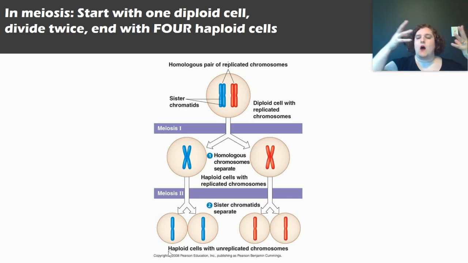Now, we could get into all sorts of diagrams of how this happens and what each of the steps looks like. I don't care about any of that. What I care about you knowing: start with 1 diploid, divide twice, end with 4 haploid.